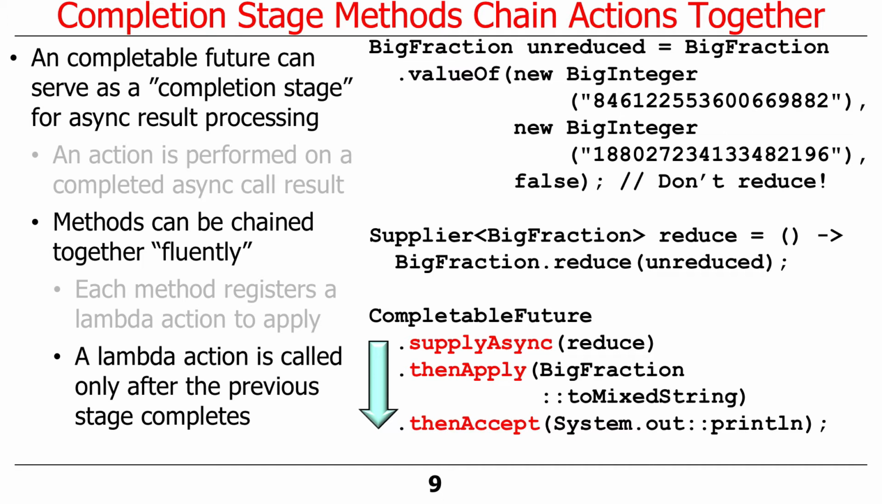What's weird about this at first glance is you think these methods are being called in order, and they're not. They are being called in order, but they're not being called immediately in order. They're being called when the method ahead of them finishes its computation and the future is completed. Then the action of the next stage is called to do whatever that stage is supposed to do.